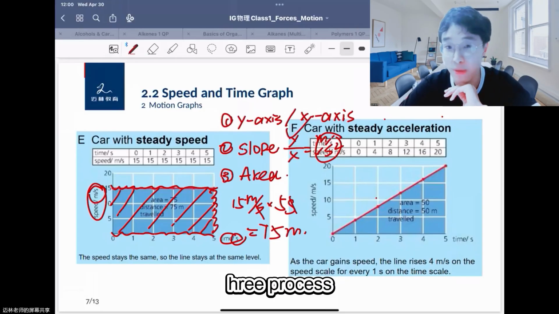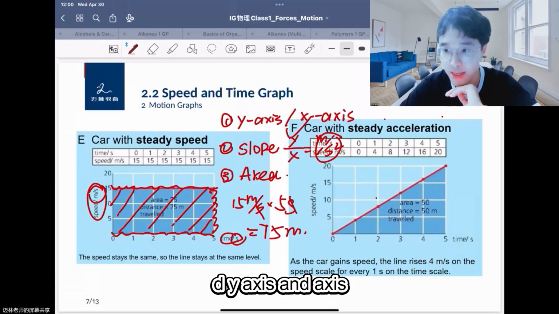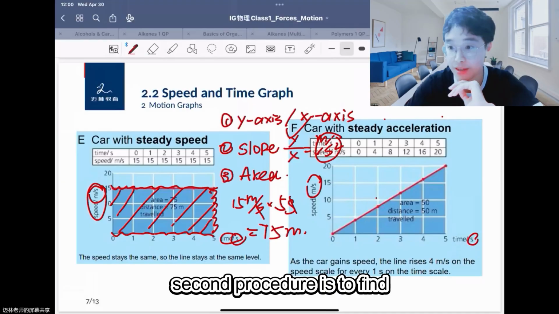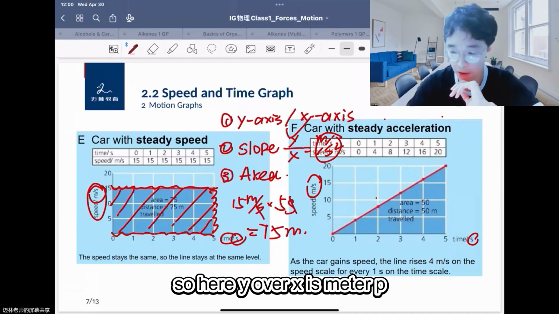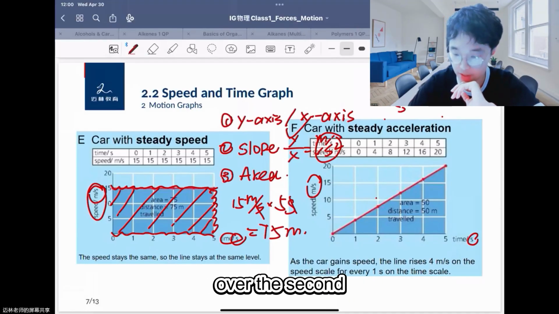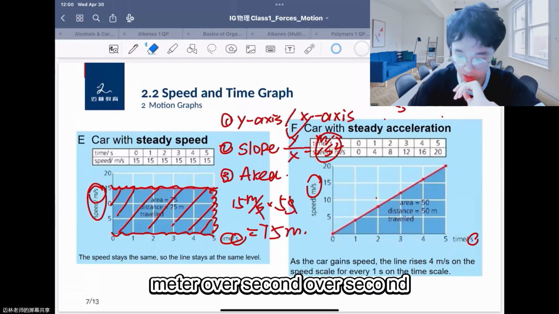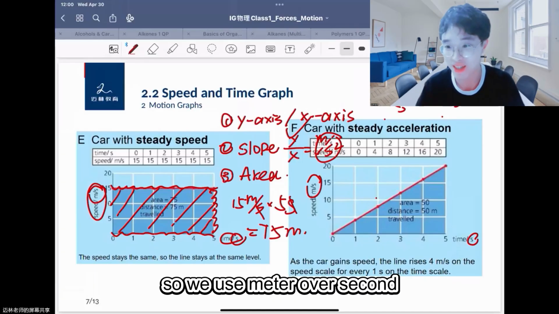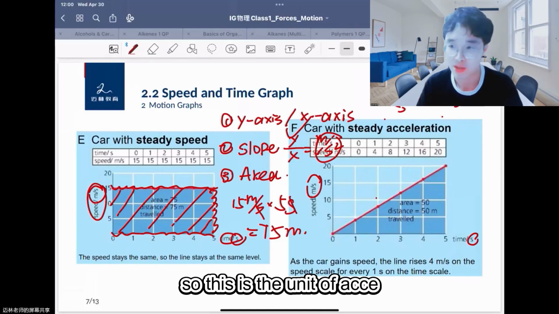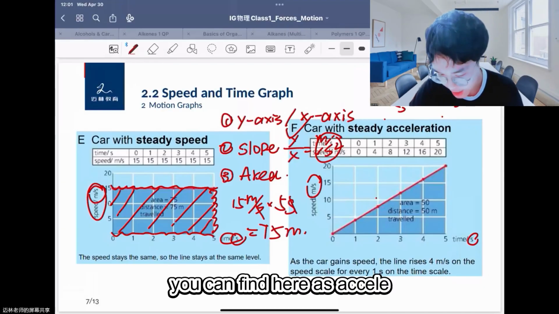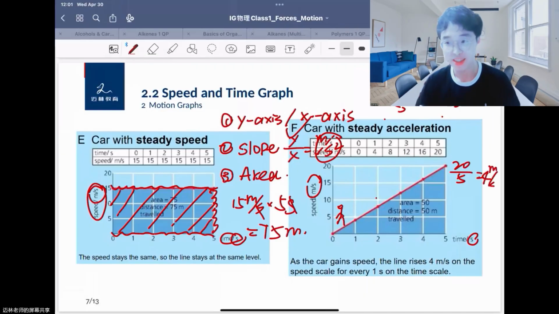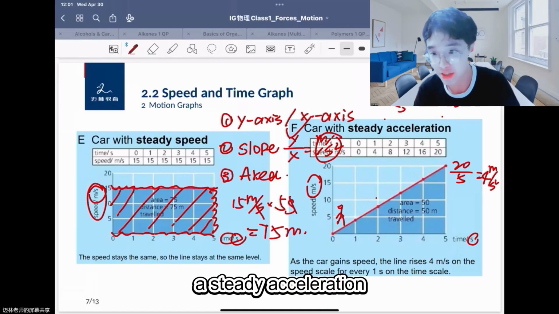Okay, so let's move directly to diagram F. And here you can also use three processes. The first process is to find the y-axis and x-axis. So here meter per second is speed, and second is time. The second procedure is to find the slope, y over x. So here y over x is meter per second over second. Oh, sorry, meter over second over second, so equals meter over second square. So we use meter over second square, okay, so this is the unit of acceleration. In the diagram, you can find the acceleration equals 20 over 5 equals 4 meters per second square. So this is the car with a steady acceleration, right?